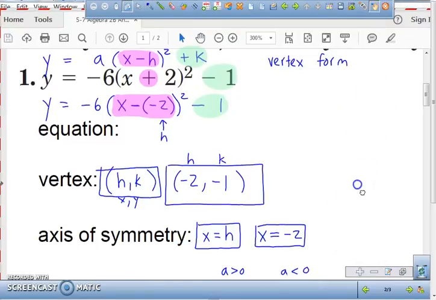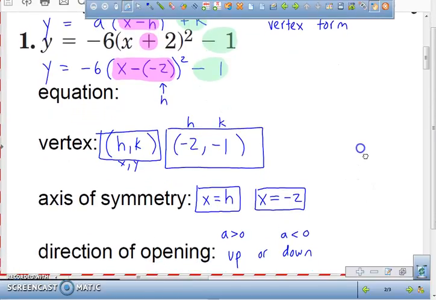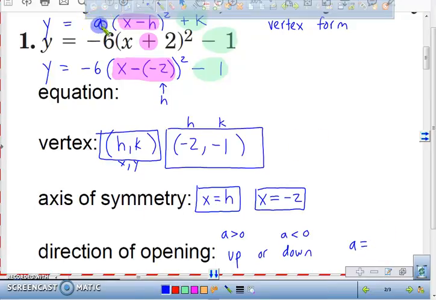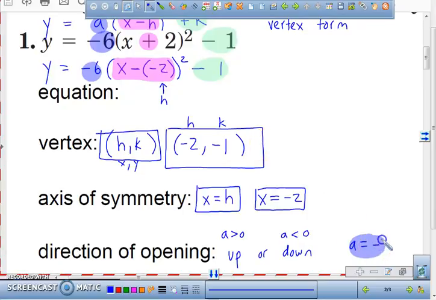And right now, the last thing we're going to say is the direction of opening. What is our a value equal to? Our a value, negative 6. See, there's our a value. That's equal to a negative 6. So a is equal to negative 6. It's negative, therefore, the direction of opening is down.